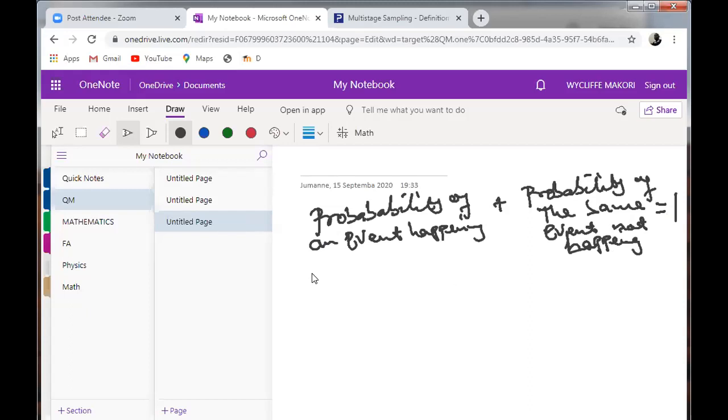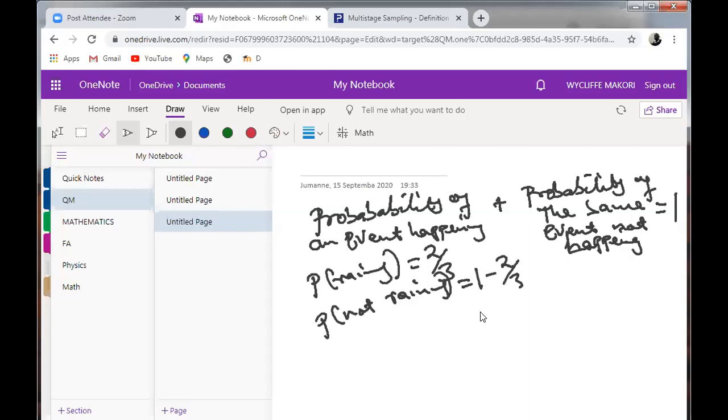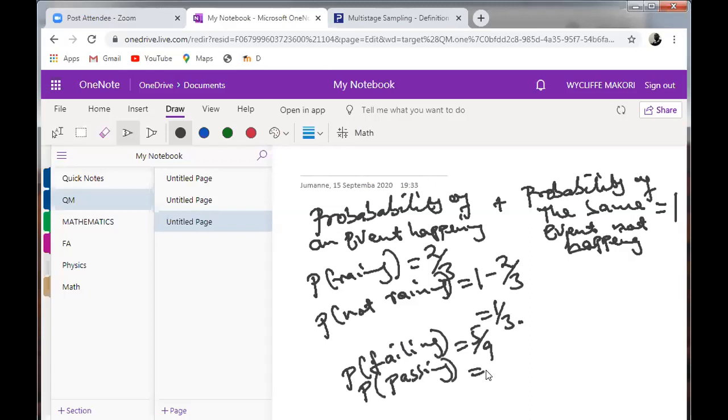For example, if you are told that the probability of raining is 2/3, then you should be able to get the probability of not raining from here. The probability of not raining would be equal to 1 - 2/3, which is going to be a third. If you are given that the probability of failing is 5/9, the probability of the opposite, which is passing, is given by 1 - the probability of what you are given, which is 4/9. That is also very important for you to understand in probability.